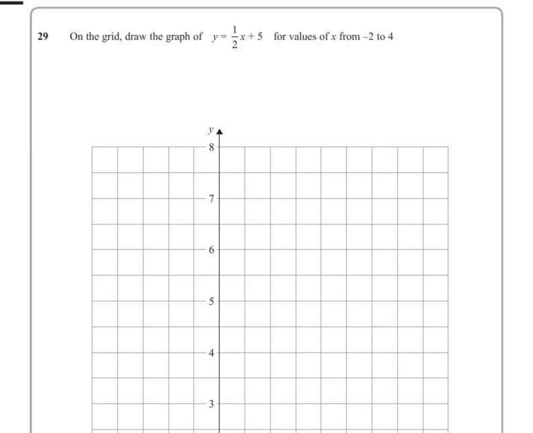Question 29. On the grid, draw the graph of y equals a half x plus 5 for the values of x from negative 2 to 4.